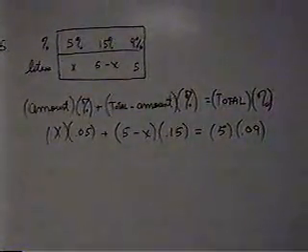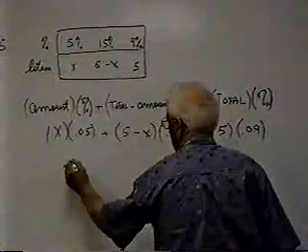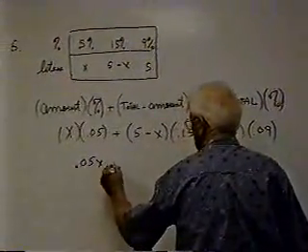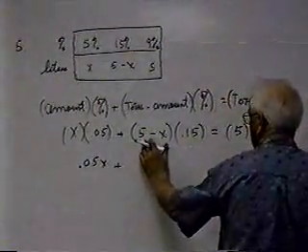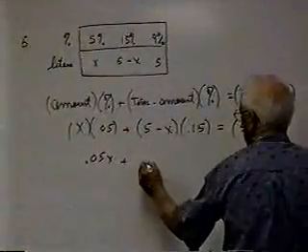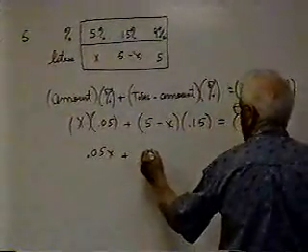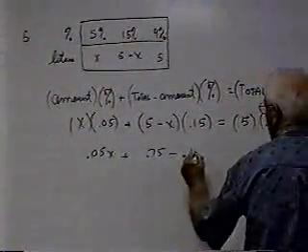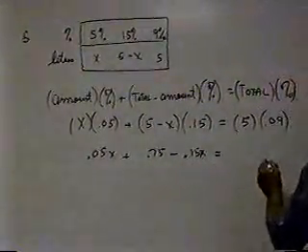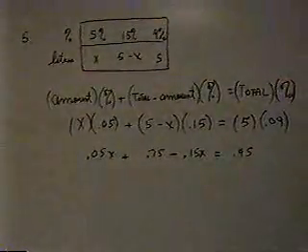All right, then you just multiply these out, okay? So this is 0.05x plus this times that, okay, would be what? Okay, it would be 0.75 minus 0.15x is equal to 0.45.